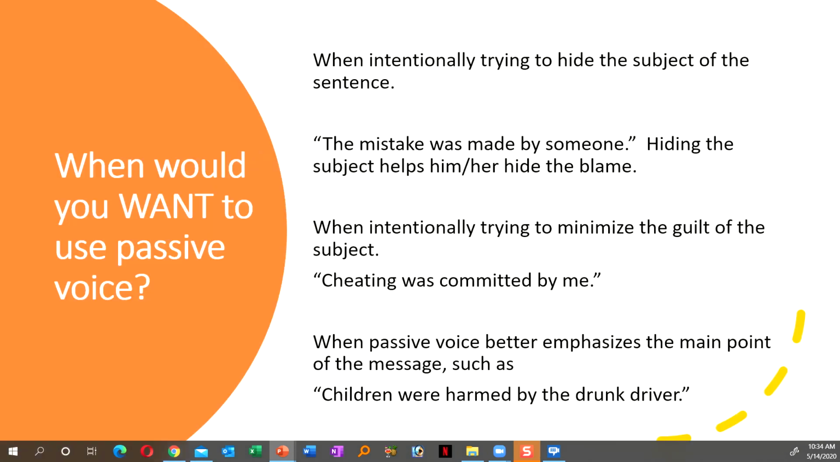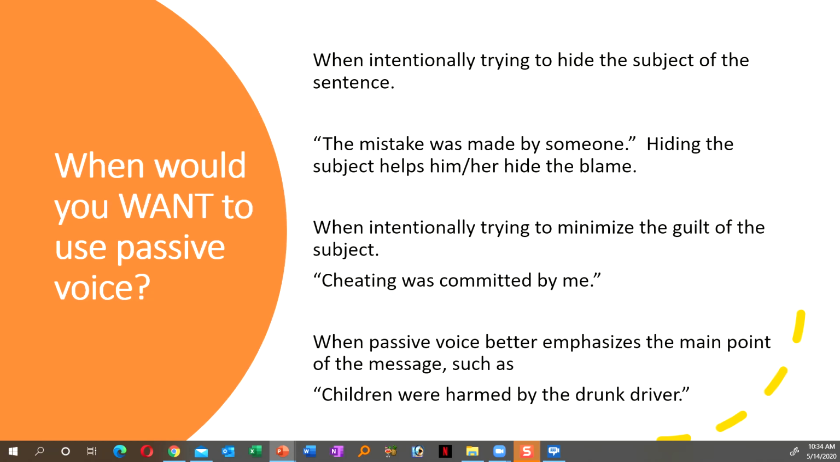So again, I repeat, when would you want to use a passive voice? Well, when intentionally trying to hide the subject of the sentence, right? So, the mistake was made by someone. In this sentence, you're hiding the subject and it helps him or her hide the blame. Instead of saying that someone made the mistake, you say the mistake was made by someone. So you are deflecting and you are hiding the information behind the object.